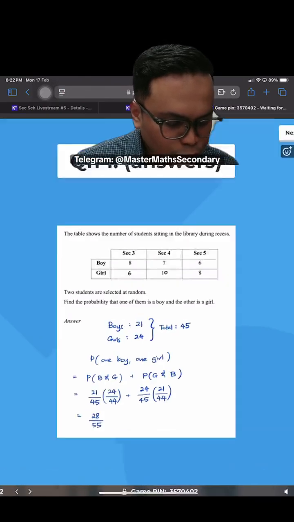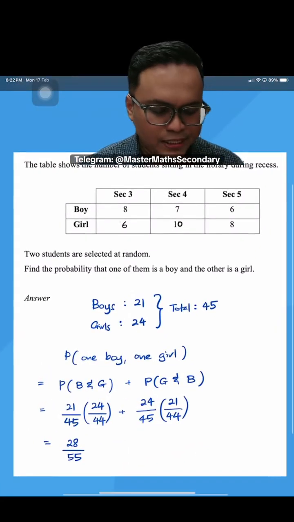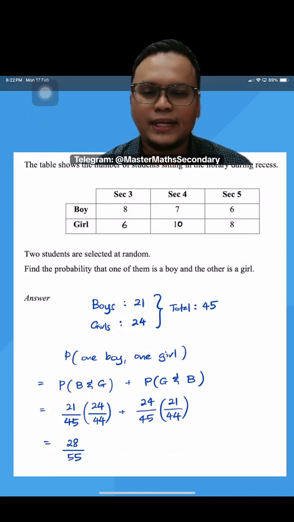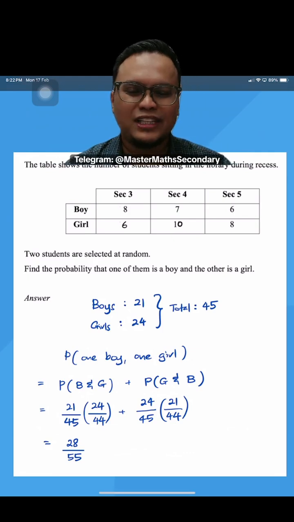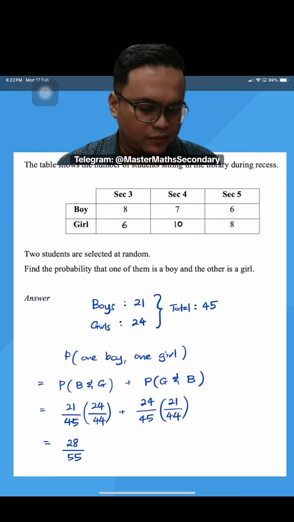Now to do this question, we basically add up all the number of boys. There are altogether 21 boys and 24 girls, which means that the total number of students at that library is 45.